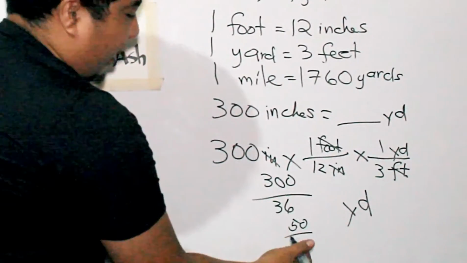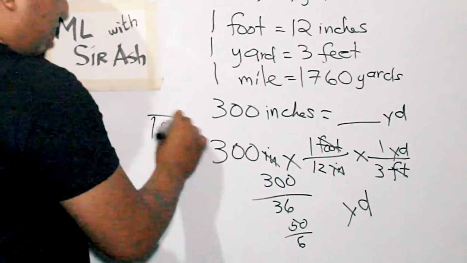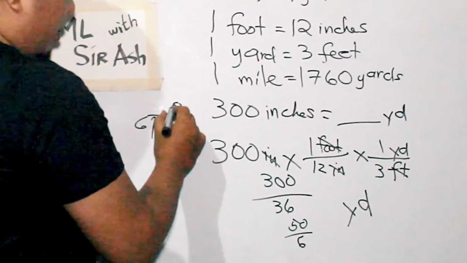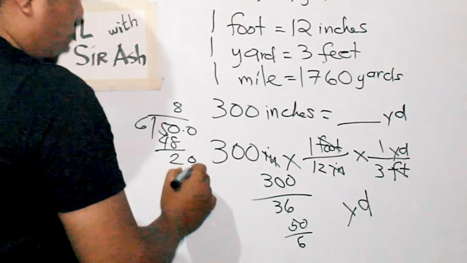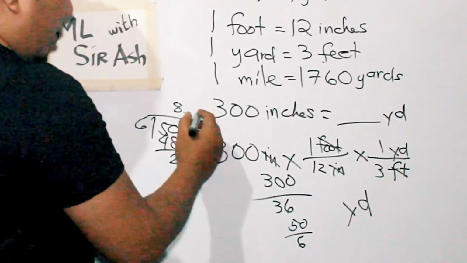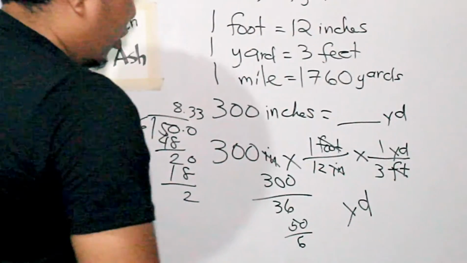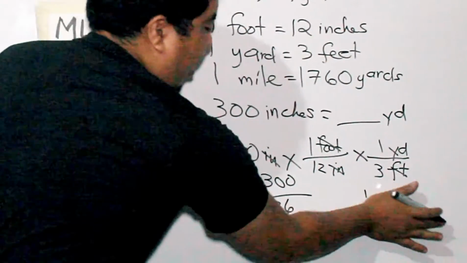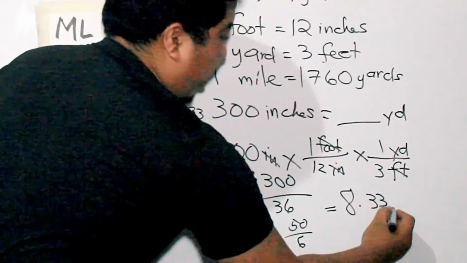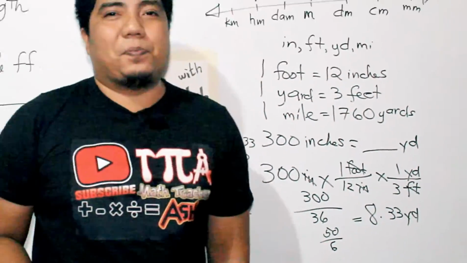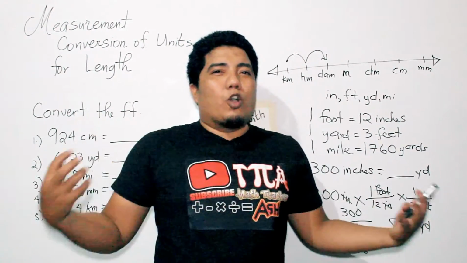And 36 divided by 6, that will give me 6. So, 50 divided by 6, that is 8, 48. That is 2. I will have an index of 2. So, 20 divided by 6, that will give me 3, 18, 2. So, that is 8.33. So, therefore, my final answer for the yard is 8.33 yards. Easy, right? Now, let us go to what we call cross conversion.